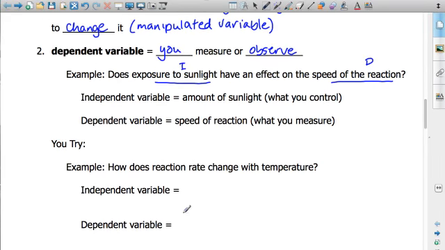I want you to take a few moments and try to identify the independent and dependent variable on this next example. How does reaction rate change with temperature? So take a few moments and determine this now.